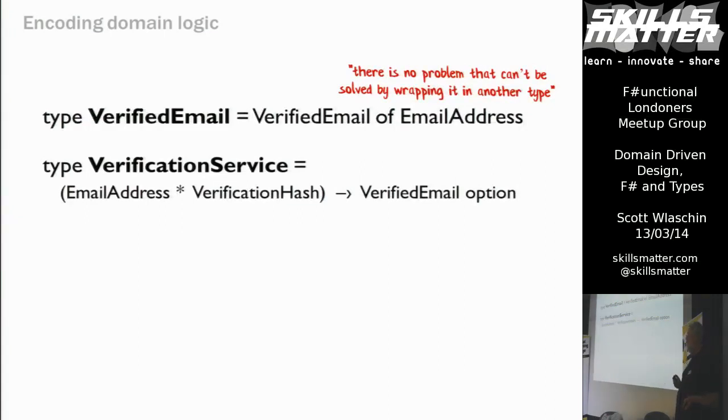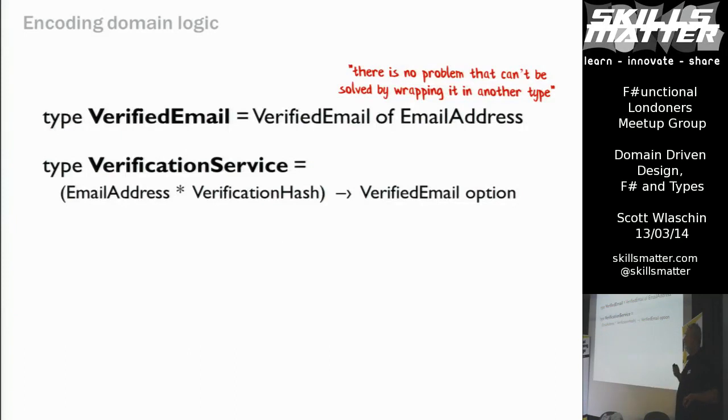And here is our verification service. It takes a normal email address, and it takes some sort of hash that the user has clicked on to verify their email. And if the hash matches the email, then you get an option, a verified email option, because the hash might not match. So this service checks them up, and if everything's good, you get a verified email.